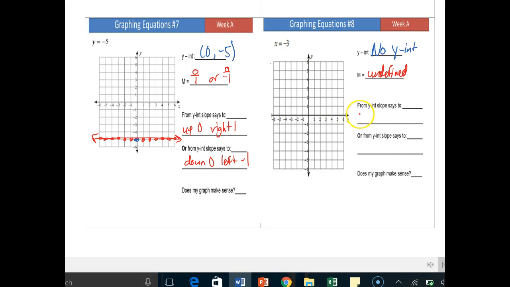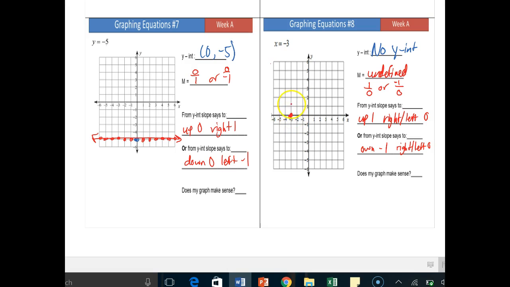All right, so that means we have something like 1 over 0, or negative 1 over 0. So what does this mean? It means move up 1, right or left 0, or down negative 1 and right or left 0. So let's do that. So we're starting at, where do we start? In this case, we just start where x is negative 3. So right here. This is the one time you don't start on the y-axis.